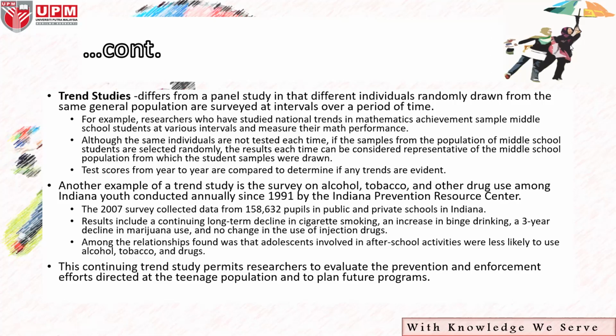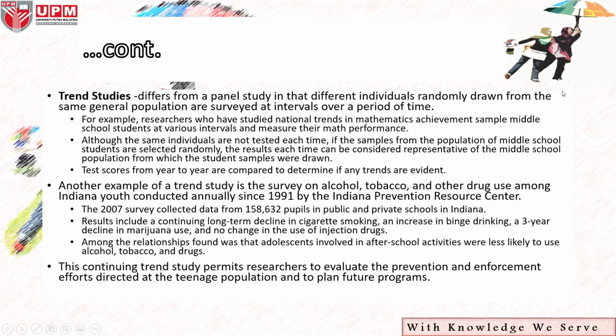Okay, so this one dia guna different individual. Kalau tadi sama, yang ni berbeza. Okay, for example, researcher who have studied national trends in maths achievement sample middle school students at various intervals and measure their math performance. So even though the individuals are not same individual are tested each time, but the sample from the population of middle school students are selected randomly.